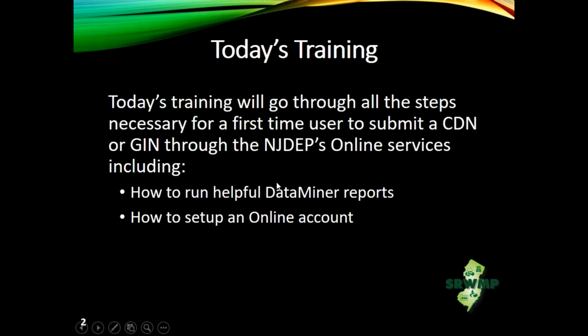So today's training will go through all the steps necessary for a first-time user to submit a CDN or GIN through DEP's online services, including how to run helpful DataMiner reports and how to set up an online account. We're going to be focusing on new users because people who are familiar with DEP Online already, such as LSRPs, have already been successful submitting CDNs and GINs. It's been out for about a week, and we have several submissions in already, even though the paper form is still available at this time.